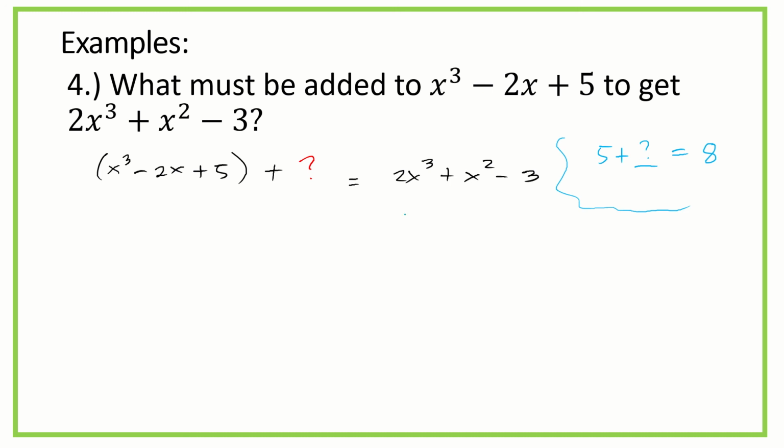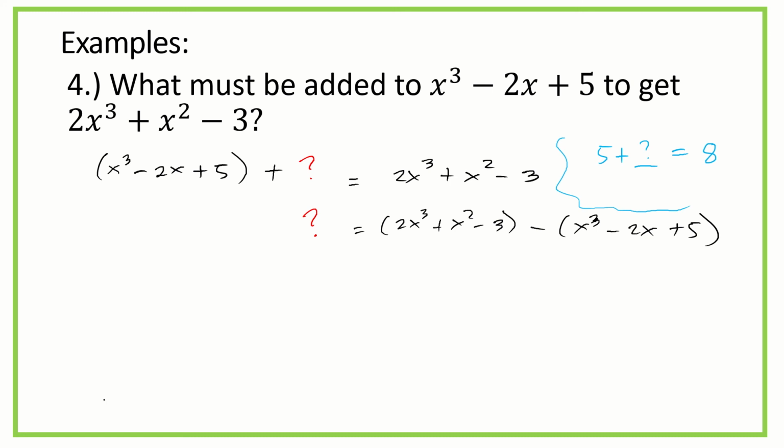So same thing here. To get the question mark or the unknown polynomial, we just have to consider our result minus our first polynomial in here. But don't forget to enclose it in a parenthesis because they belong in one group. So result minus our first polynomial.